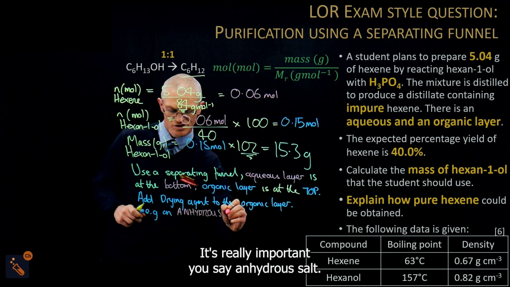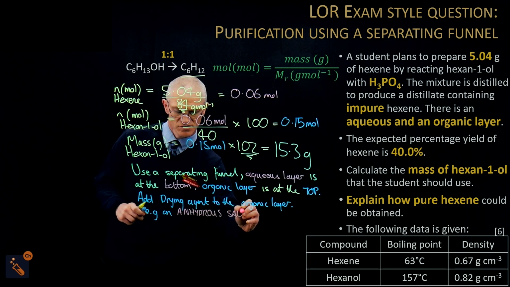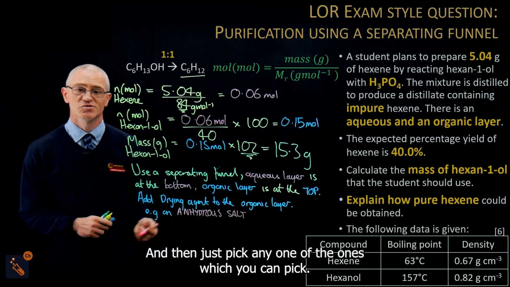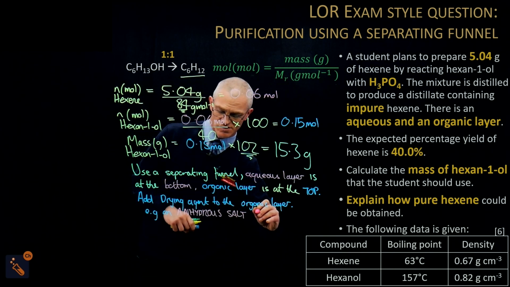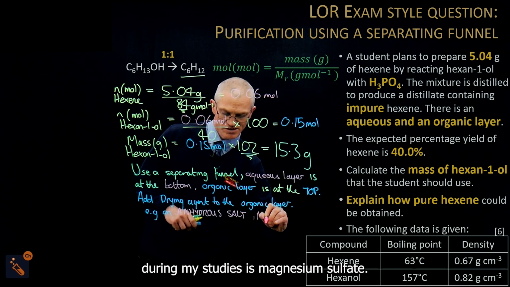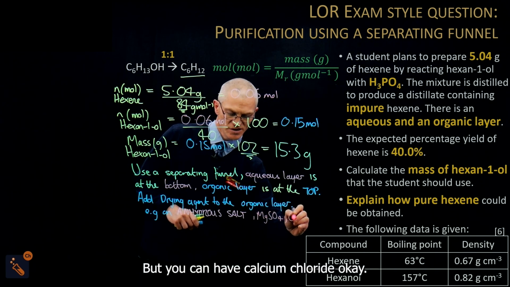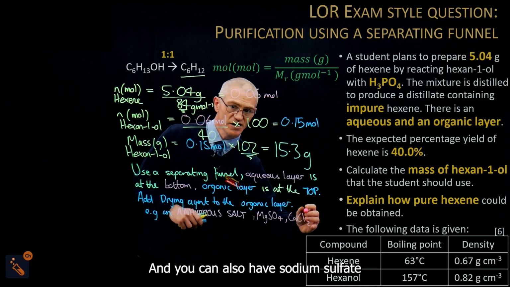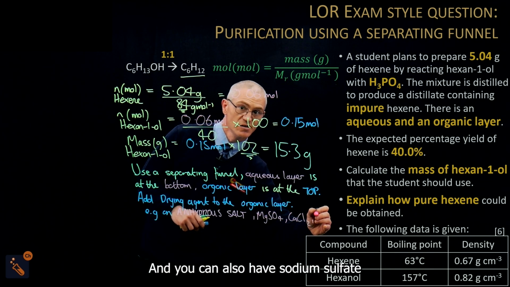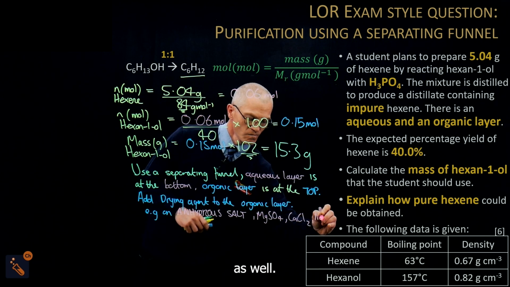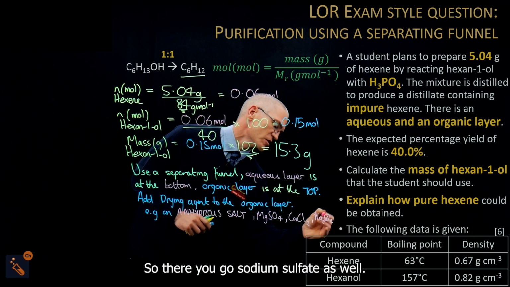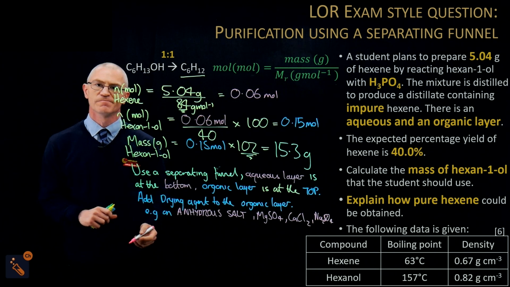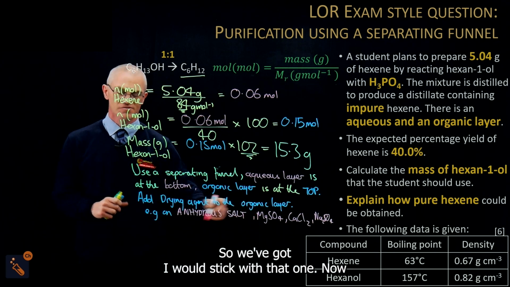It's really important you say anhydrous salt, and then just pick any one of the ones which you can pick. So the one I normally pick, because I used it all the time during my studies, is magnesium sulfate, but you can have calcium chloride, and you can also have sodium sulfate as well. That's really small because I'm running out, so there you go, sodium sulfate as well. I would stick with that one.